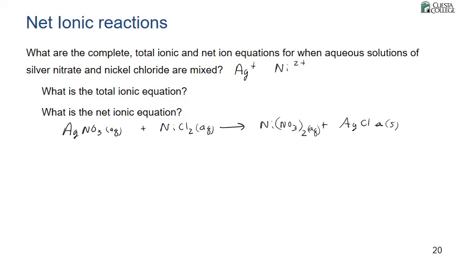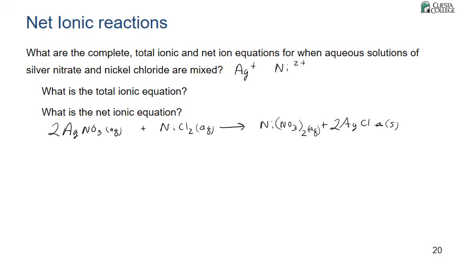This equation needs to be balanced. There are 2 nitrates in the products, so there need to be 2 nitrates in the reactants. There are now 2 silver ions in the reactants. There need to be 2 silvers in the products, so the coefficients of 2 will balance the equation.